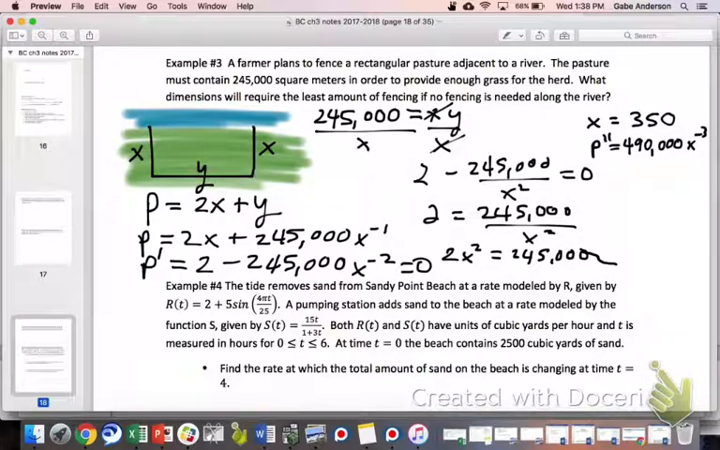Oh, I'm off the edge of my little screen there. I can see it here, but you can't see it up there. You believe me? X to the negative 3?